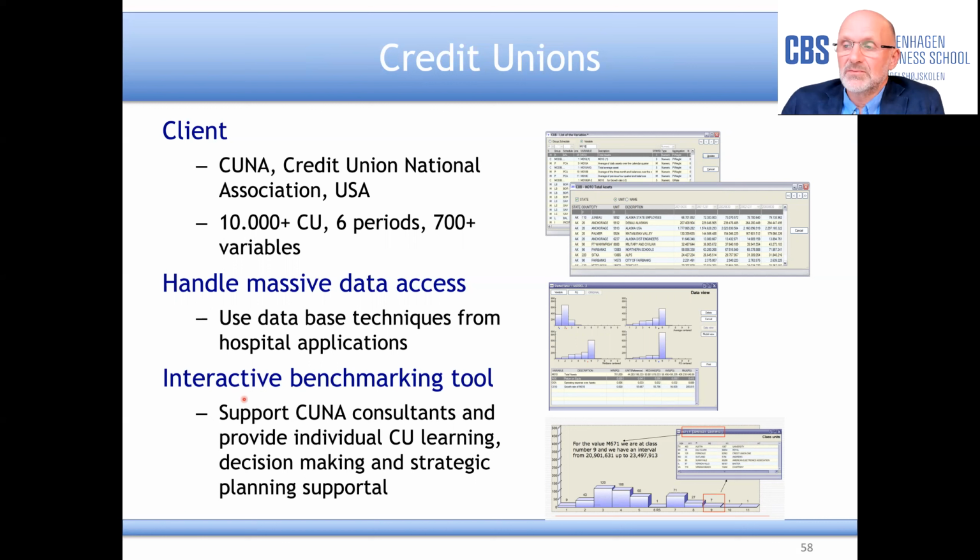And the idea was basically that we wanted to support the Credit Union National Association in the US, their consultants. We wanted to give them a tool they could use to guide the individual credit unions. And we also wanted to give individual credit unions, or CUNA could decide if they want to give the individual credit unions access to the system.